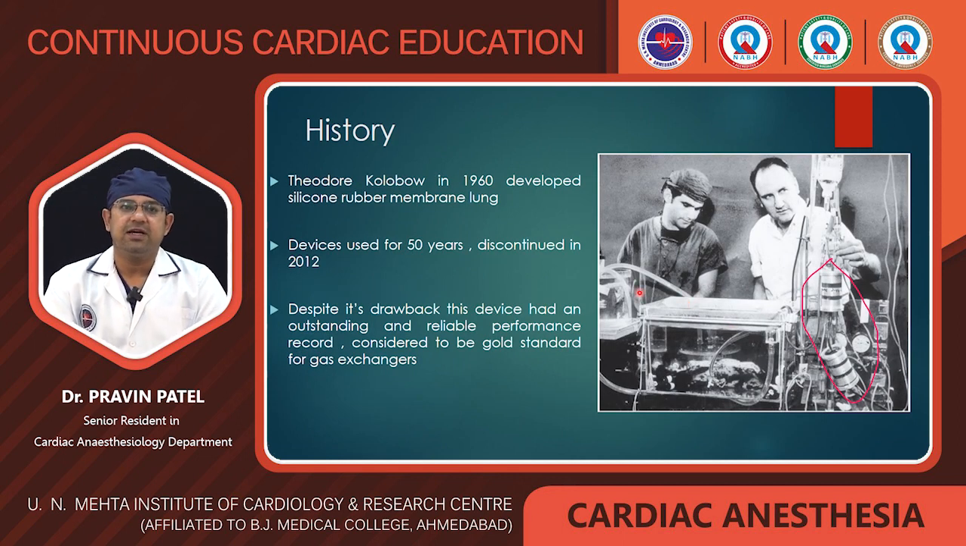Now, if we see historically, the guy in the white shirt is Theodore Kolobov. In 1960, he developed the silicon rubber membrane lung. The one we are seeing here in the red round is basically a silicon rubber membrane lung. So, what is the importance of this? When they started, it mainly functioned based on the diffusion mechanism, based upon the concentration of oxygen and carbon dioxide. The devices they used for 50 years and they discontinued in 2012 mainly because of its drawbacks.